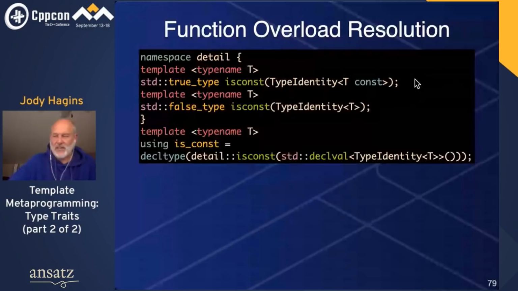Declval's implementation is to add a reference to whatever you get here. If what you have is a value, then you're going to have an rvalue reference. Like here, this will return an rvalue reference to T, right? This std::declval right there will basically return type_identity<T> ref, okay? That's all it's doing. It's returning a reference so that it could be used and passed to this isConst.